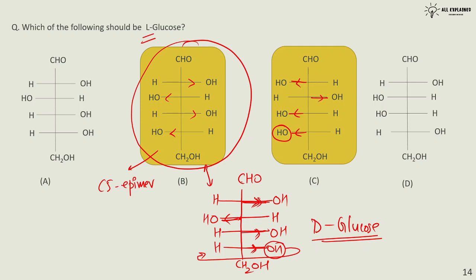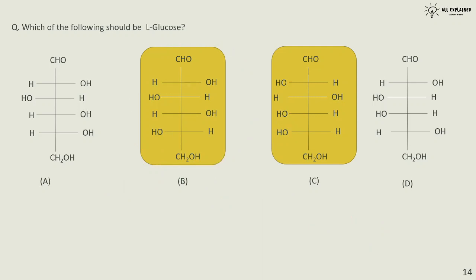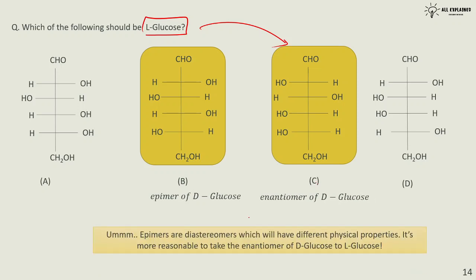For example, the mirror image of U would be much simpler than the half mirror image of U. So this enantiomer is taken as L-glucose. This one is the right answer. C is the right answer. So remember, epimers are diastereomers, which have different physical properties. It's more reasonable to take the enantiomer of D-glucose as L-glucose.